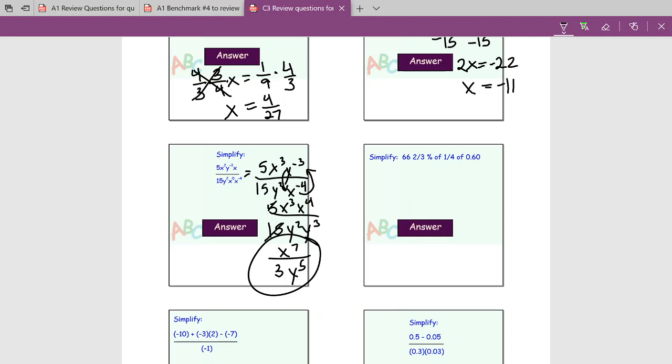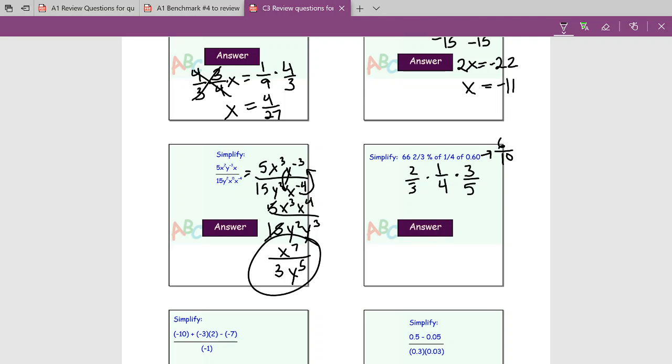Okay, 66 2/3% of a fourth of 0.6. I'm going to change all of these, let's say, to fractions. 66 2/3%, that's a common one. That's just 2/3 as a fraction. 1/4 is already a fraction, and since I have "of" here, I know I'm multiplying. And then 6/10, well, I just said it's fractions. 6/10 reduces to 3/5. And now I can multiply all of these fractions.